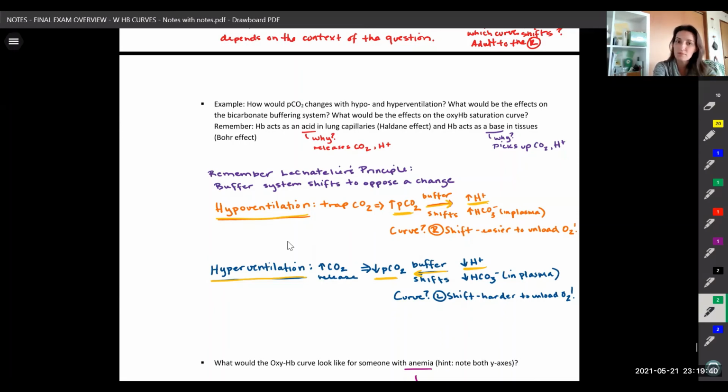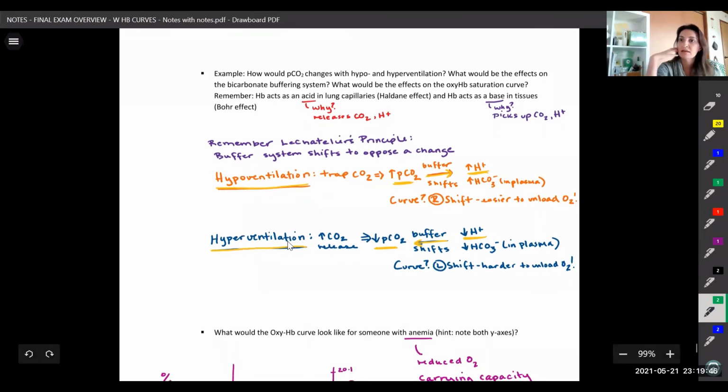And we see just the opposite here with hyperventilation. An individual here is hyperventilating. They've increased their rate and depth of breathing above and beyond what's required based on metabolism. And so they're losing more CO2 than they're producing via metabolism.